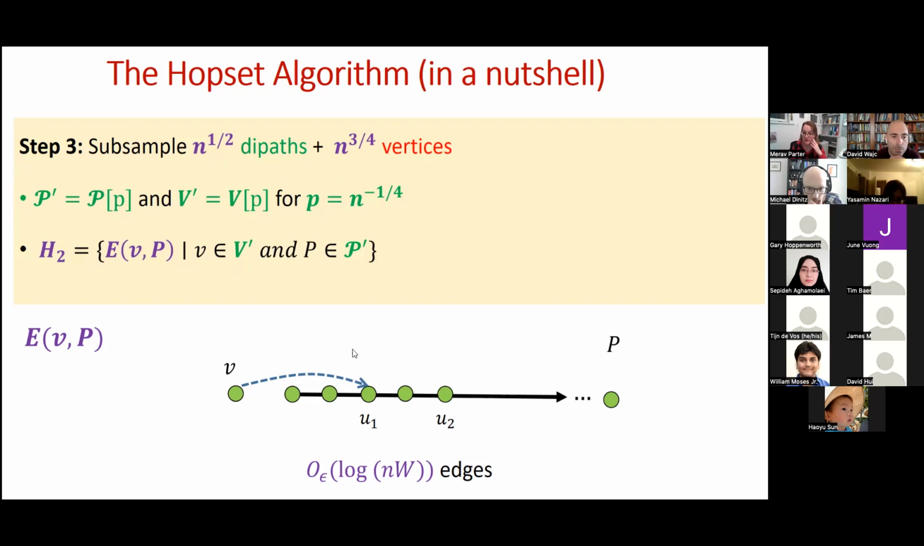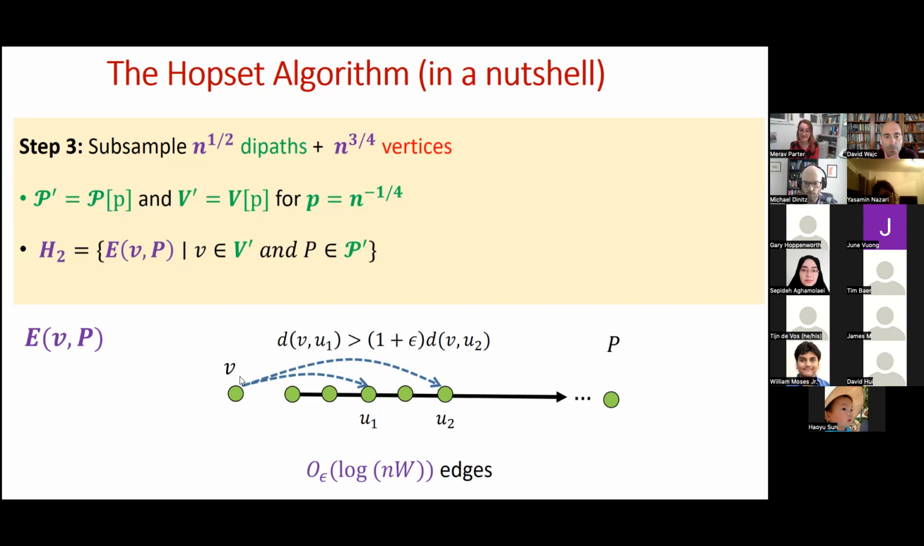Maybe the edge from V to U2 is considerably cheaper, okay? So instead of adding just one edge from V to P, I'm using the fact that I only care for 1 plus epsilon approximation, and I'm going to add roughly log n many edges by applying the following rule. I'm looking at the first vertex on the path that is reachable from V. I'm adding this edge.